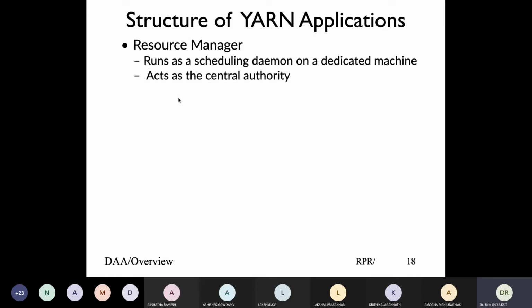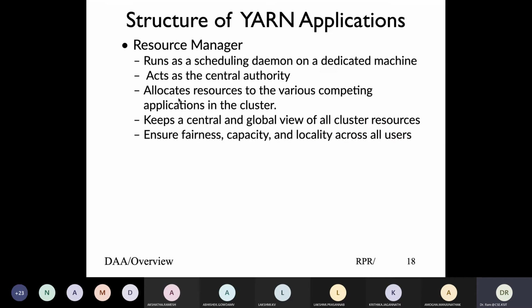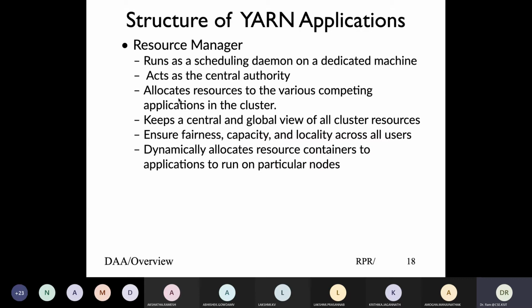So let's look at a little bit more detail at what a resource manager is. The primary job is to run scheduling of the jobs on the cluster nodes. It primarily acts as a central authority. Depending on the computing needs, it allocates resources to the computing applications on the cluster. The resource manager has a global view of all the cluster resources: which machine, how much memory is available, how much compute power is available, how many virtual cores are available, and so on and so forth.